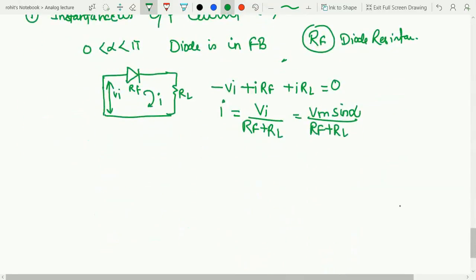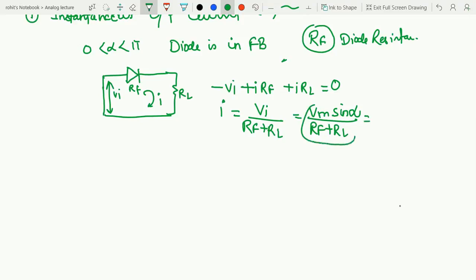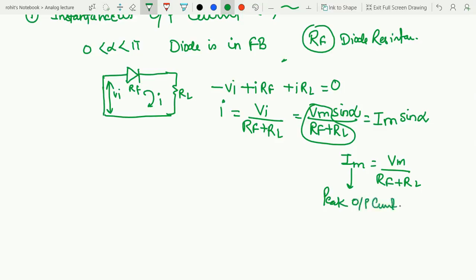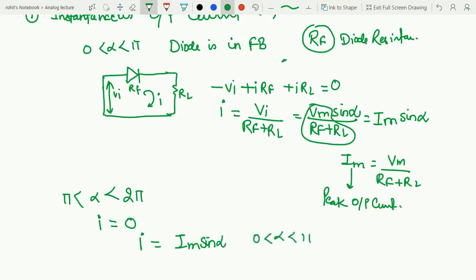Now this Vm divided by RF plus RL can be replaced with Im, and this is sin alpha. So Im is Vm upon RF plus RL. Im is the peak output current. And in the second interval, if alpha is pi to 2 pi, then the diode will be open circuit, so I is 0. So we can write I is equal to Im sin alpha for alpha 0 to pi, and equal to 0 for alpha pi to 2 pi.